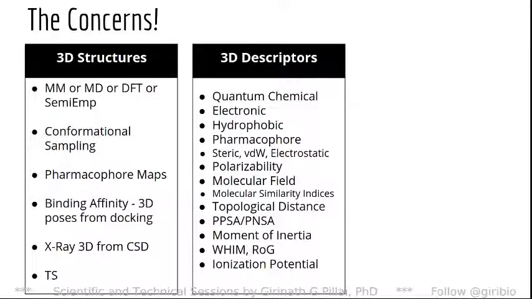And coming to what kind of 3D descriptors we have: quantum chemical, electronic, hydrophobic, pharmacophore, steric, van der Waals, electrostatic, polarizability, molecular field analysis, which is like CoMFA, then molecular similarity indices like CoMSIA, then topological distances, then partial positive surface area and partial negative surface area, TPSA, solvent accessible surface area, moment of inertia, WHIM index, then radius of gyration, ionization potential, thermodynamic properties, HOMO-LUMO properties, and many more. So these all come under 3D descriptors.